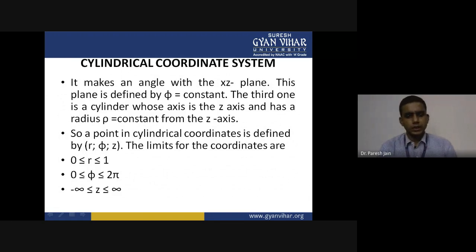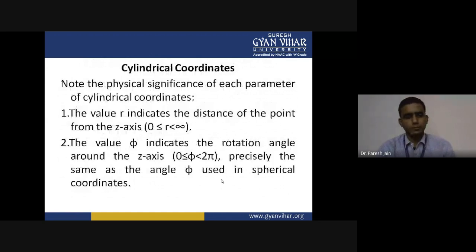The next variable is z, which is varied from minus infinity to infinity, and we will be able to see the values of r, phi, and z in this question. These values are available. These are the physical interpretations of the three variables used in the cylindrical coordinate system. Note the physical significance of each parameter of cylindrical coordinates.